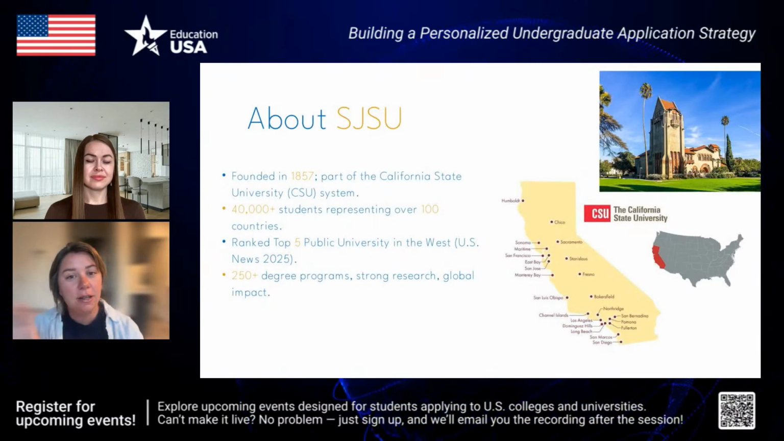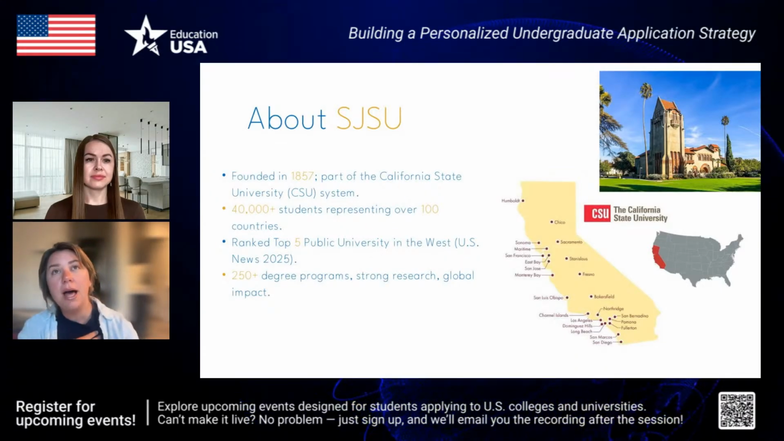And then there is another set of California State Universities, which are also public universities. And there are 23 campuses. And this is important information about the application, because when you start your application, you don't start on the San Jose State University website. You start on the CSU application website. So that's why this information is relevant right now.